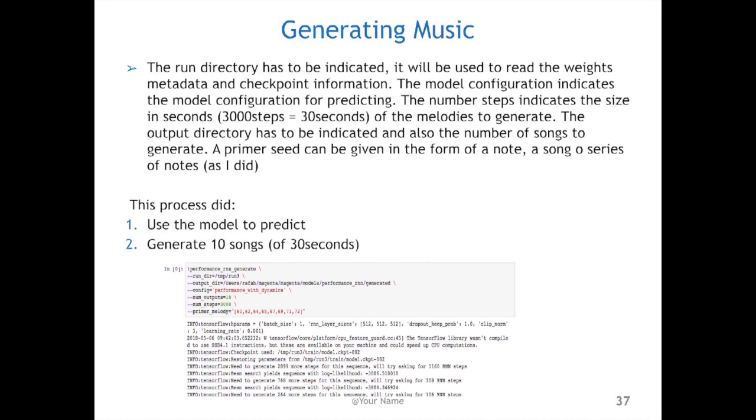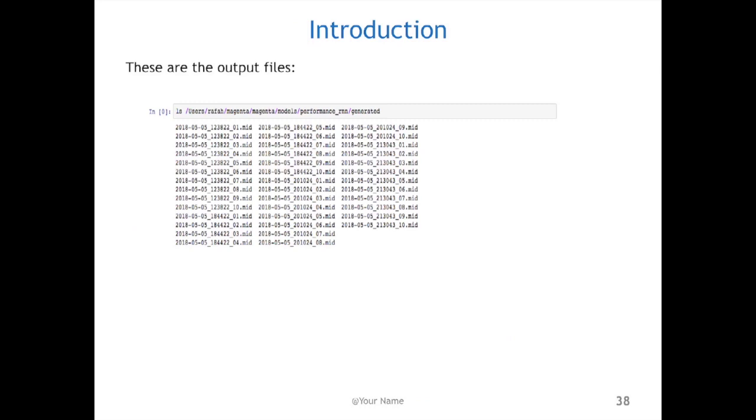The output directory has to be indicated and also the number of songs to generate. A primer seed can be given in the form of a note, a song, or a series of notes. This process did use the model to predict and did generate 10 songs of 30 seconds. These are the songs I have generated so far.